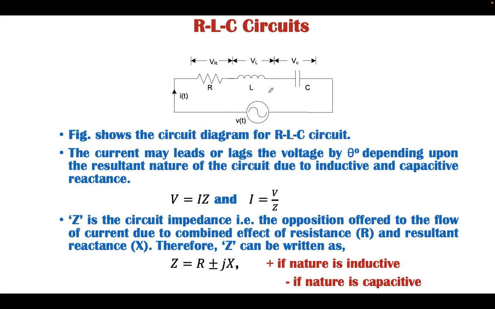Now, considering another combination of R, L and C, instead of only having R and L or only R and C, we are now considering R, L and C. This is resistor R, this is L, this is C.